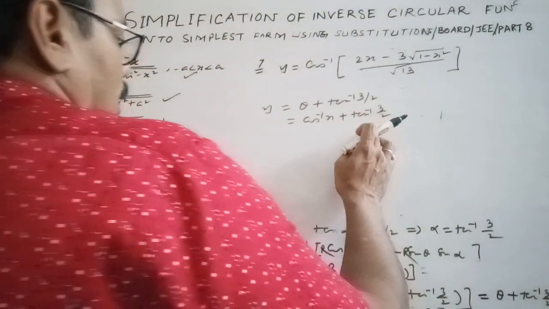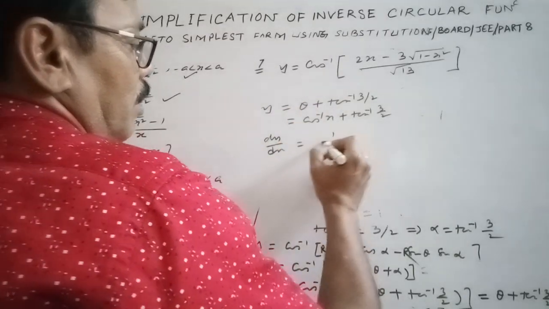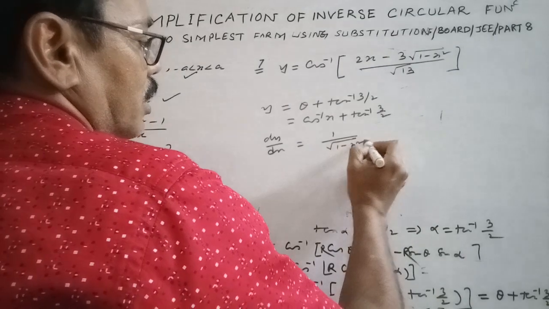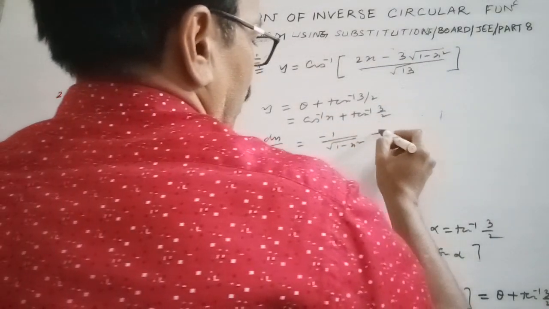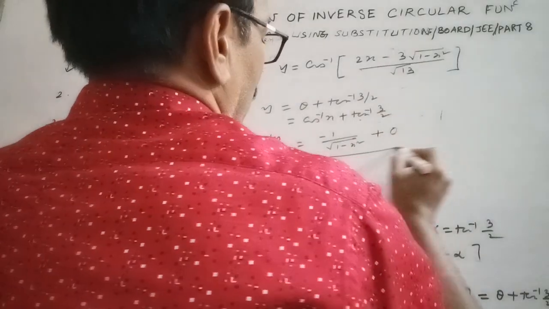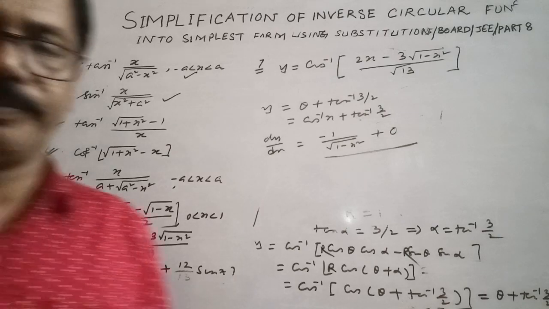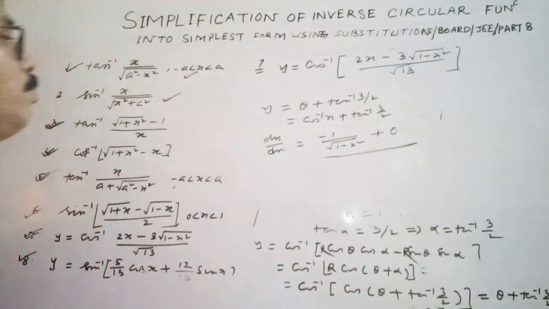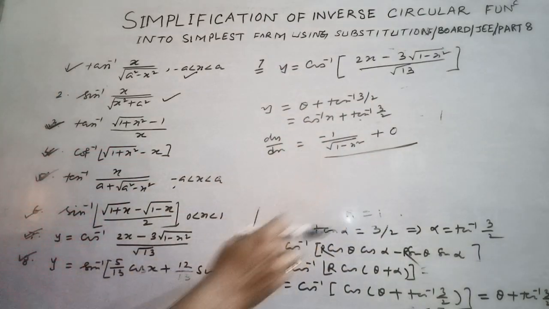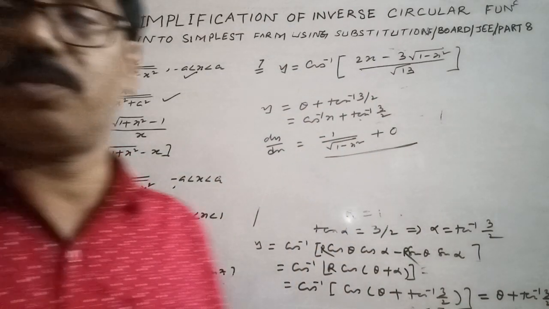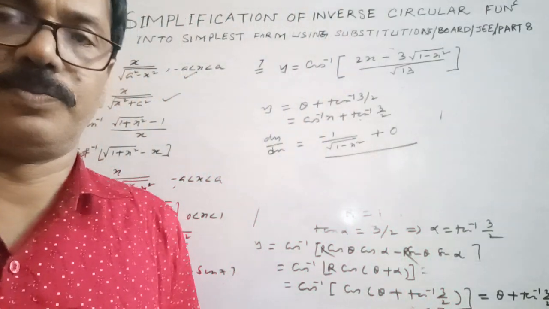Now, if you want to perform the derivative, then dy dx: the derivative of cos inverse x is 1 by root of 1 minus x square with a negative sign, and tan inverse 3 by 2 does not involve x, so it is a constant. So for the derivative of an inverse circular function, first simplify it into the simplest form using transformation. Then perform the derivative.